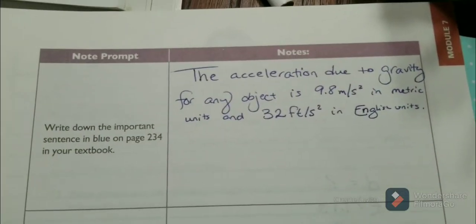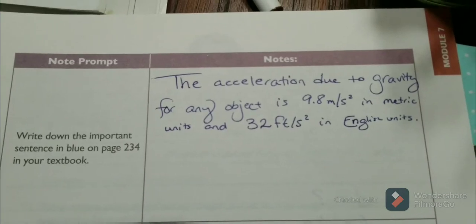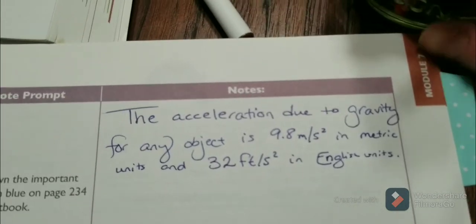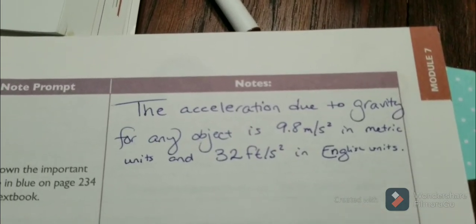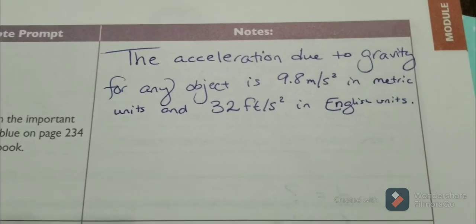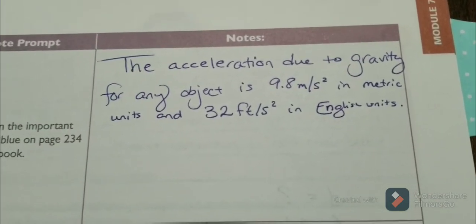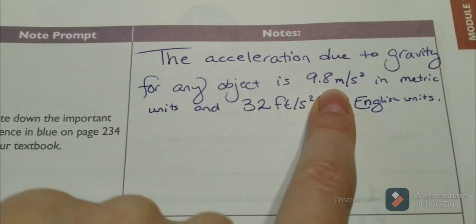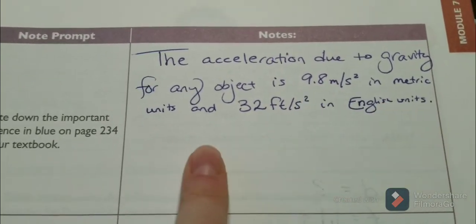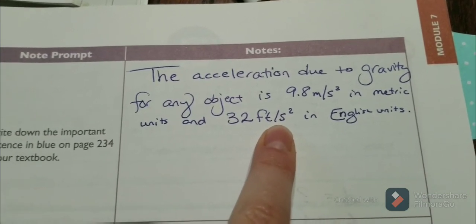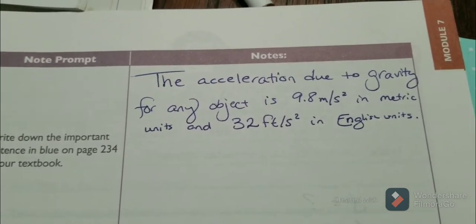All right, so what is the important sentence on page 234? It is this. You don't even have to go there to see it. You're welcome. It is the acceleration due to gravity for any object is this amount. So here is the secret to gravity. You need to know the secret code here. 9.8 meters per second squared in metric, or 32 feet per second squared in English units, or imperial units, is another way to put that.